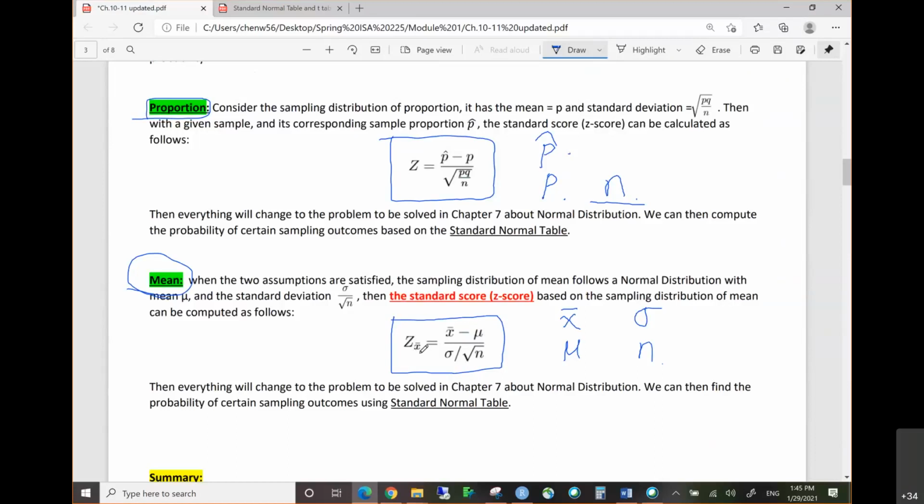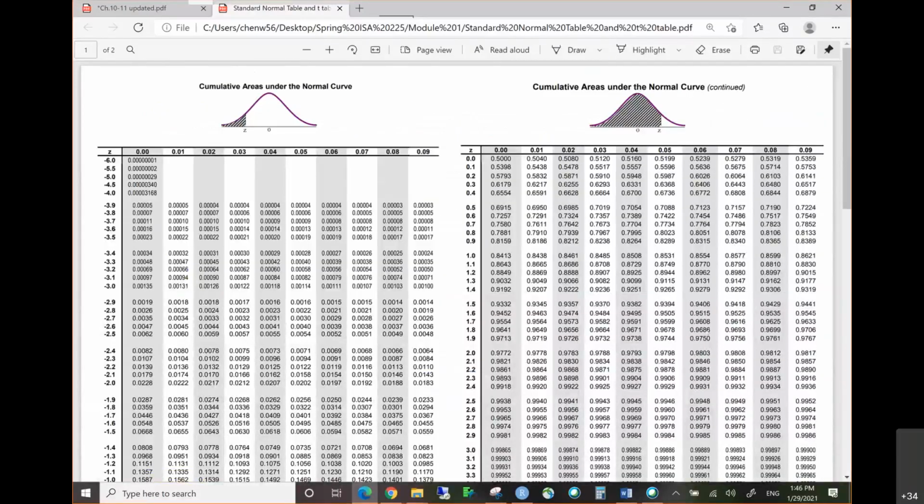Okay, so now let's review a little bit the standard normal table. This is the standard normal table. We have the negative part and the positive part. Let's look at this graph. Once we have a normal distribution and calculate the z-score from the formula, this standard normal table will tell you the probability to the left.